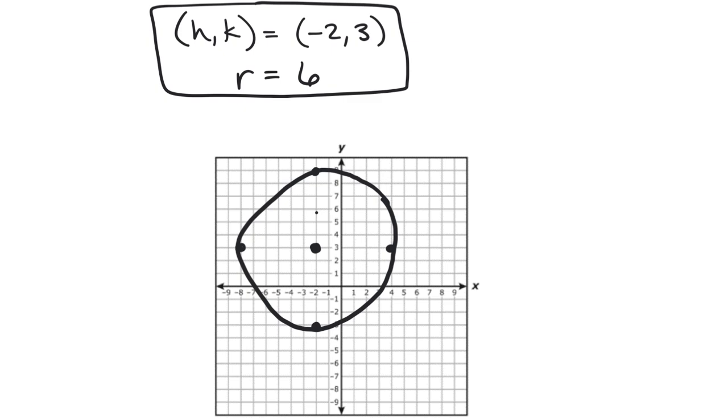Now we do want to know the domain and range of this circle, which y'all nailed it a second ago. The domain of this circle is all the values from negative 8 to 4 and all the values from negative 3 to 9. So we could write that domain and range, but we'll do that after lunch.